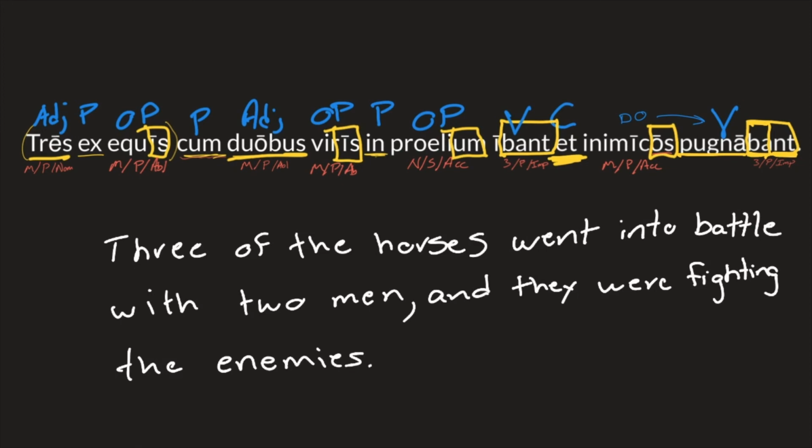So you can see that what initially looked like a very difficult sentence is not too bad. Once you fundamentally divide it into 2 separate sentences, and then when you're able to mark off those prepositional phrases like ex equis, and cum duobus, and then, oops, I'm sorry, cum duobus viris, and then in proelium. You see those prepositional phrases, you know those are all packed together, so they're not going to impact anything else. The sentence is a little bit simpler at that point. 3 of the horses were going or went into battle with 2 men, and they were fighting the enemies.